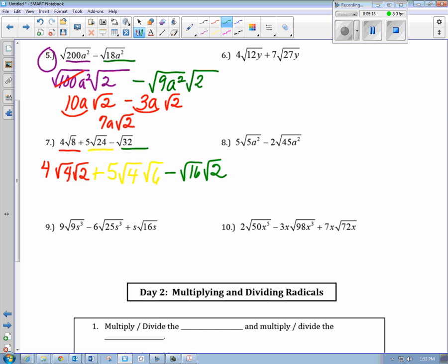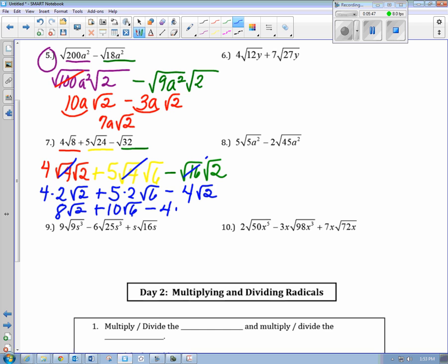And then I go back and I simplify. So when I go back and simplify, I've got a 4, which is times the square root of 4, which is 2. Radical 2 stays, it's irrational. Plus 5, square root of 4 is 2. Radical 6 stays. Minus square root of 16 is 4. Radical 2. I have to go back now and multiply what I can, so this gives me 8 radical 2 plus 10 radical 6 minus 4 radical 2.